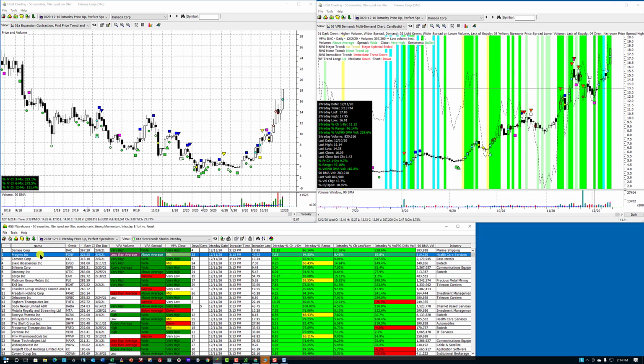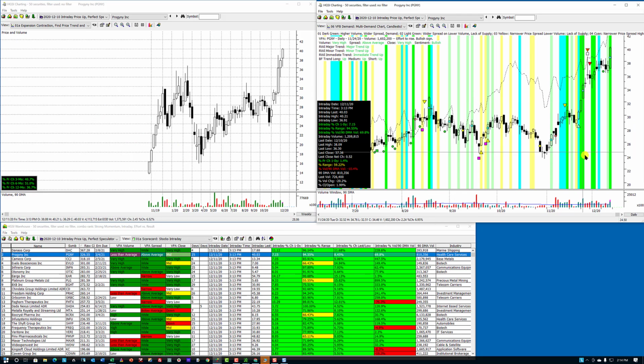But getting back to this, I wasn't planning on going through all the VPA and so on. What I want to point out is that this scorecard, using the scorecard stocks intraday, and this smart group has found stocks that are going up in what is a weak market today. Several big moves here. And you can see that these are all VPA, Wyckoff signals combined with VPA.